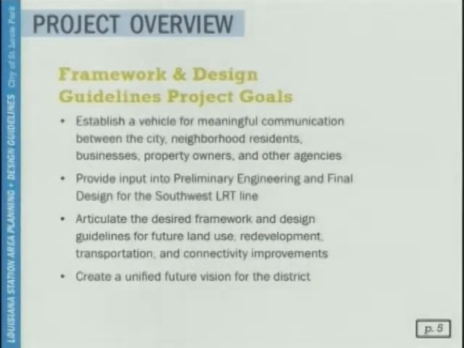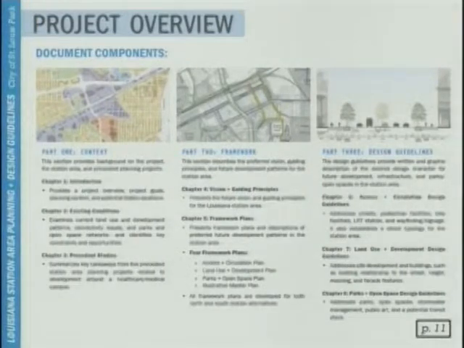Ultimately, articulate that desired framework and vision for the land uses in the area, how the redevelopment is shaped by transportation improvements and connectivity improvements, primarily streets. New streets in the area, existing streets in the area, and then the new rail line, if it were to be the south location, some of the freight rail lines that come into play as well. And all of this leading to a unified vision for the overall district.